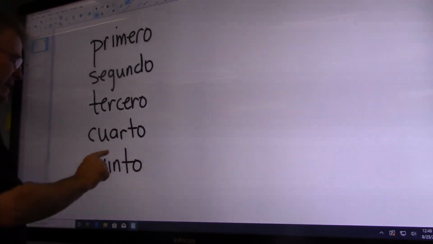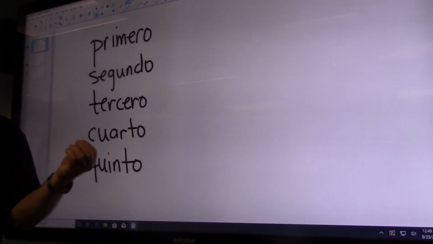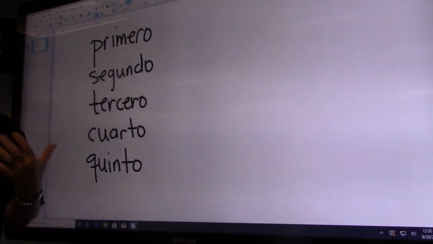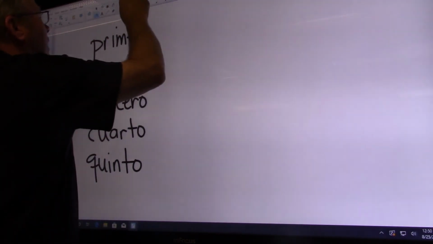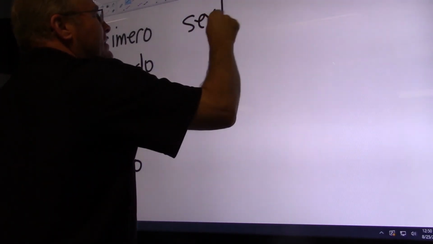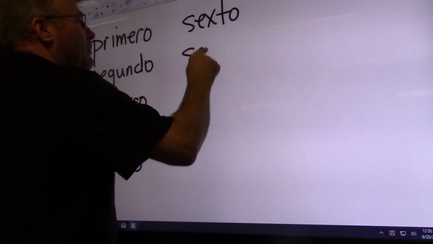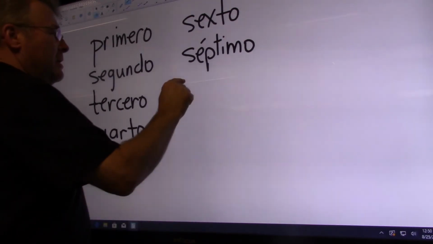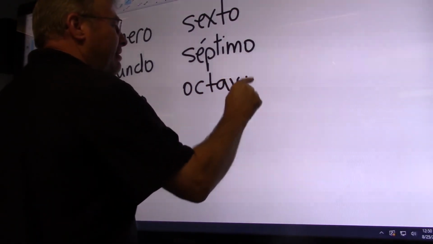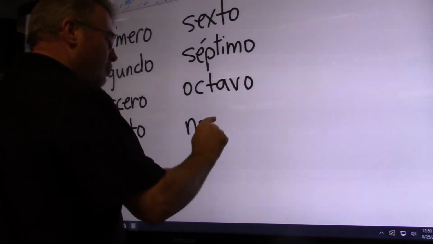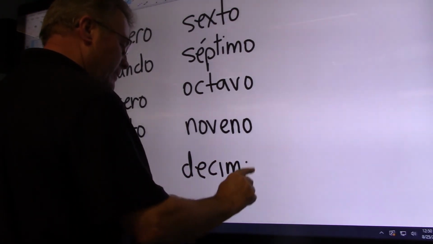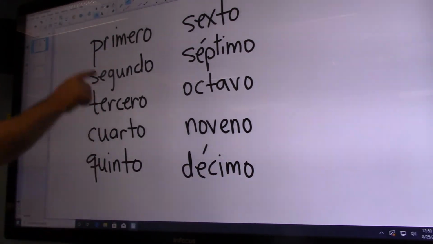Okay? How about 5th? Quinto. Not as easy to associate quinto with 5th. I don't see the word cinco there anywhere, but this idea of quince, 15, quinceañera, having to do with 5s, quinto, 5th. Okay? How about sexto? 6th, right? Séptimo, 7th. Don't forget the written accent mark. Octavo, 8th. Noveno, 9th. And décimo, 10th. Be mindful of the written accent mark, okay?